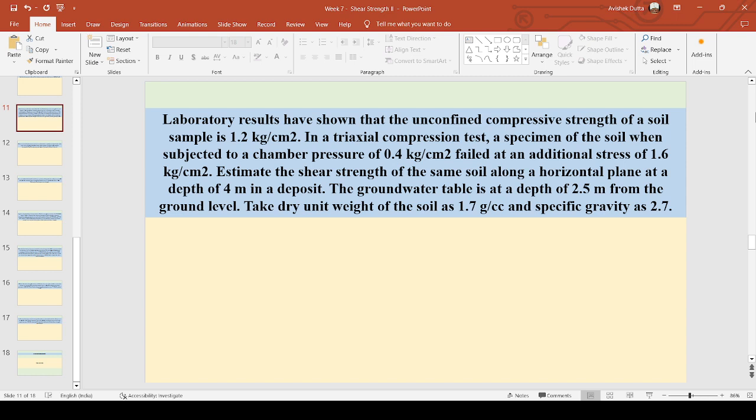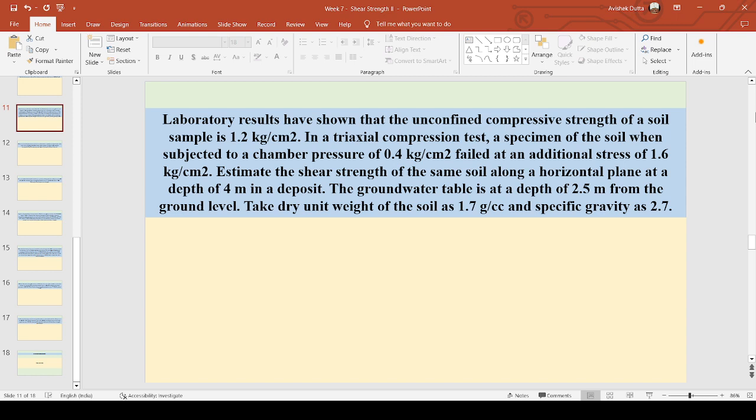I'll repeat the question once. Laboratory test results have shown that the unconfined compressive strength of a soil sample is 1.2 kg per centimeter square. In a triaxial compression test, a specimen of the soil, when subjected to a chamber pressure of 0.4 kg per cm square, failed at an additional stress of 1.6 kg per centimeter square.